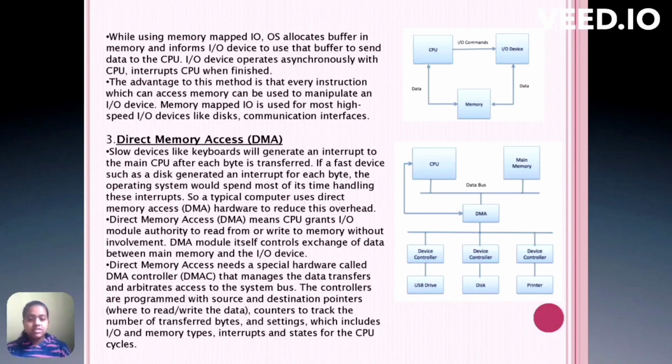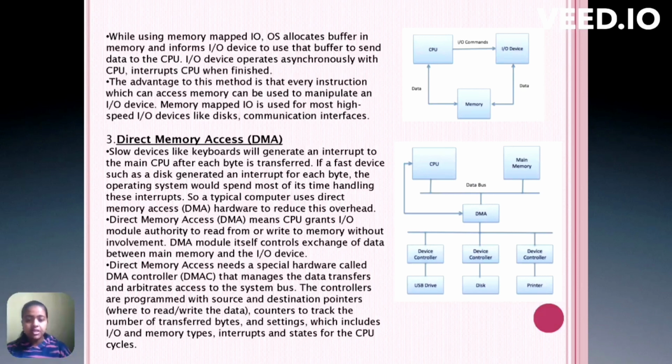The advantage of this method is that every instruction which can access memory can be used to manipulate an input output device. Memory mapped input output is used for most high speed input output devices like disks, communication interfaces. Direct memory access. Slow devices like keyboards will generate an interrupt to the main CPU after each byte is transferred. If a fast device such as a disk generated an interrupt for each byte, the operating system would spend most of its time handling these interrupts. So, a typical computer uses direct memory access hardware to reduce this overhead.